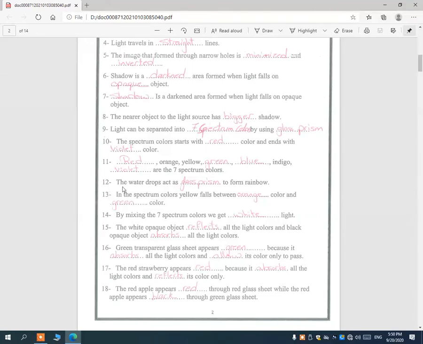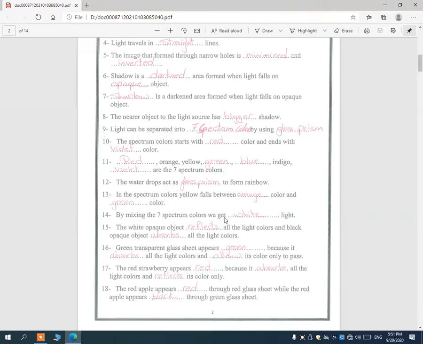Number 12, the water drops act as dots to form a rainbow. The water drops act as what to form a rainbow? Water drops act as a glass prism to form a rainbow. Number 13, in the spectrum colors, yellow falls between dots color and dots color. The yellow is between what? Orange and green. You can remember it by ROYGBIV.